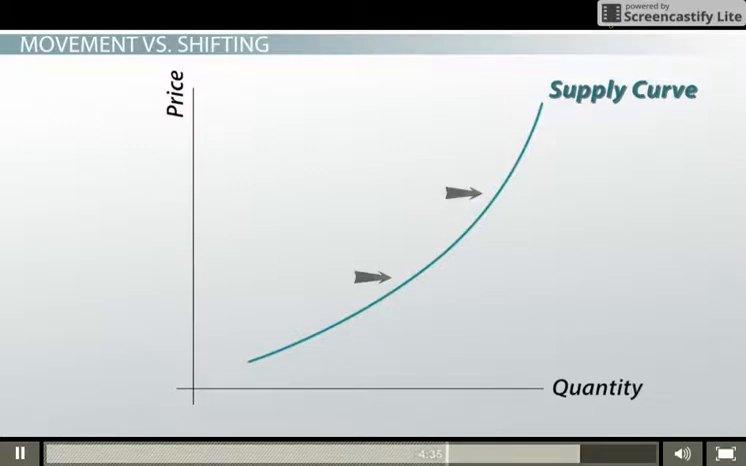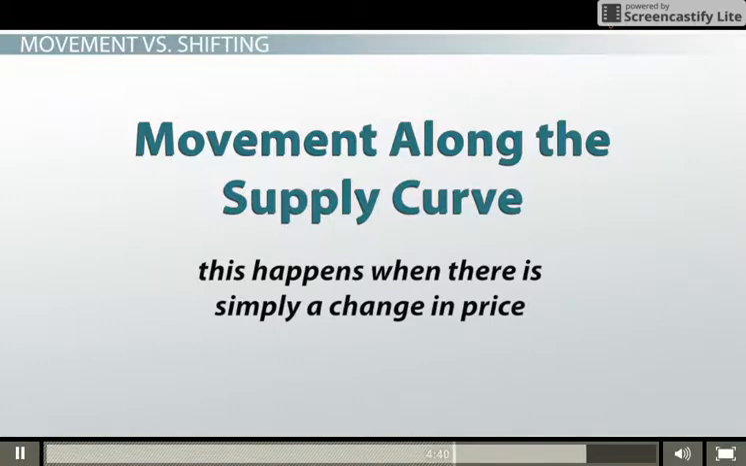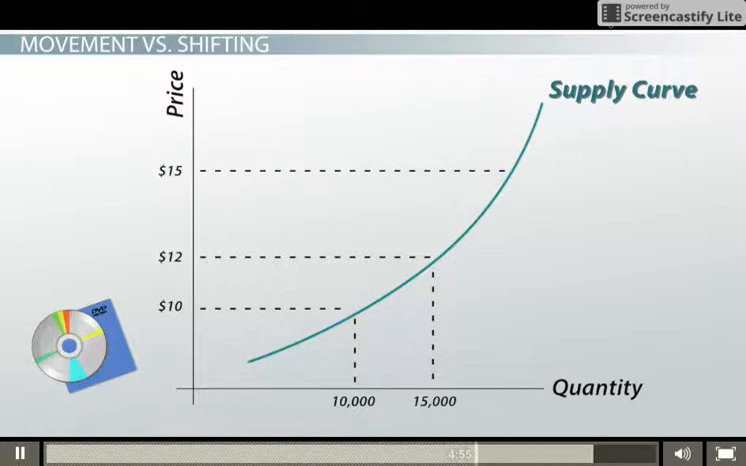Different than a shift in supply is a movement along the supply curve. This happens when there is simply a change in price. For example, if a DVD manufacturer was supplying 10,000 DVDs when the price was $10, they might supply 15,000 when the price is $12. If they could sell DVDs for $15, they would manufacture 20,000 DVDs. Each time the price rose, we moved upward along the supply curve to a higher quantity supplied. The manufacturer was willing to produce more DVDs each time the selling price rose.